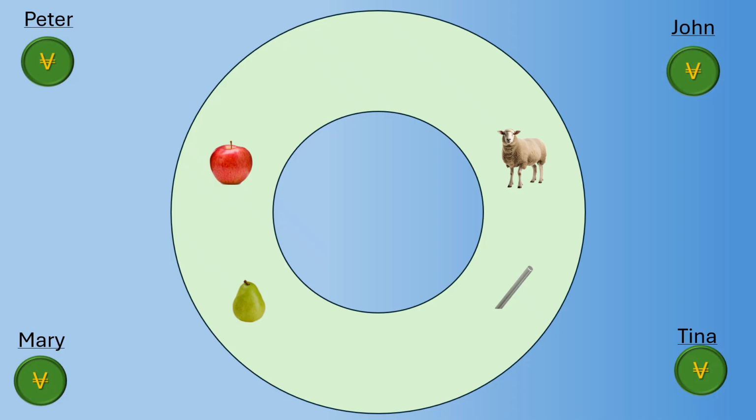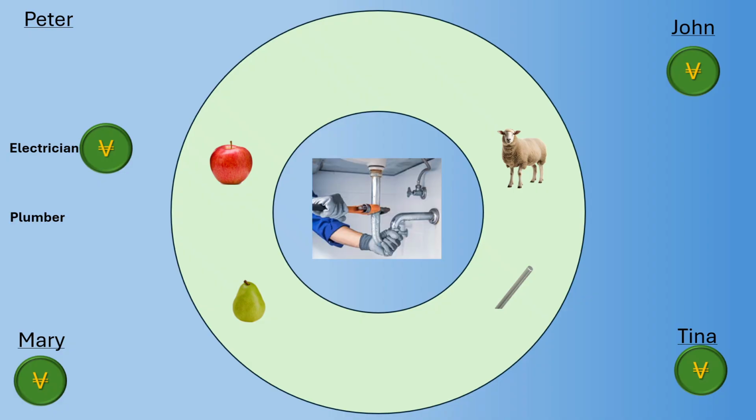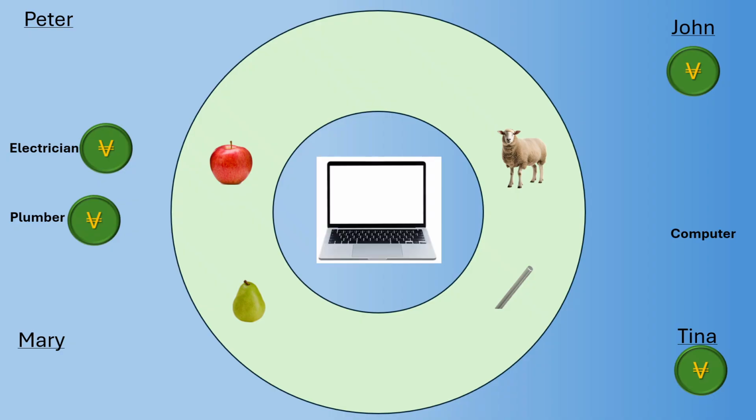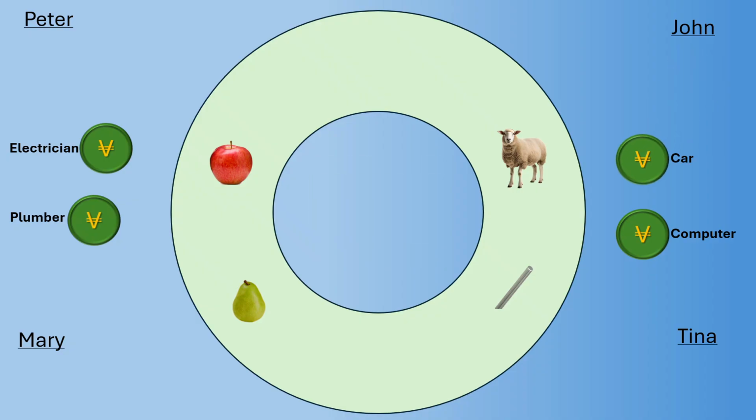So what happens next? How do we disperse value in the system? Let's say there's an electrician and Peter needs electric work done. He can hire that electrician and pay him with the currency that has been issued earlier. Similarly, if you have a plumber and Mary needs plumbing work done, then she can pay the plumber with that currency. Tina wants to buy a computer, she pays for it, and John wants to buy a car, he pays for it. Thus, we have started dispersing currency in this system.